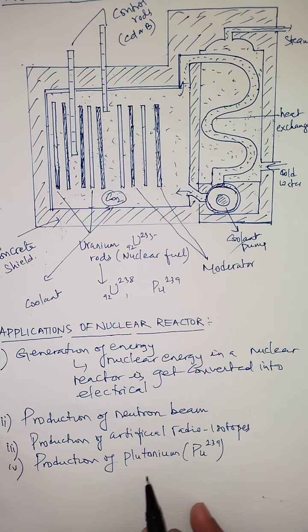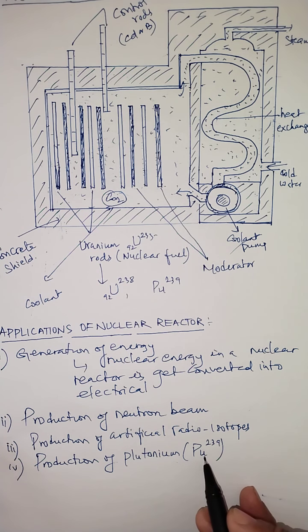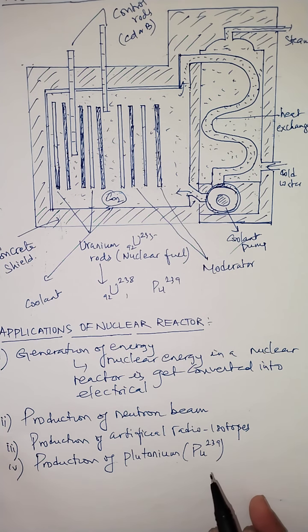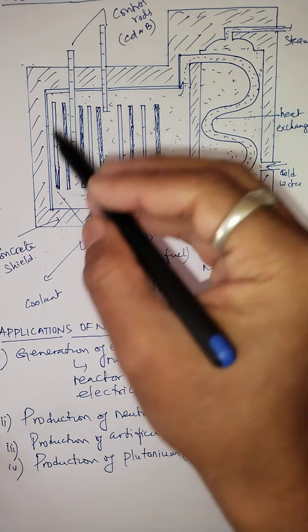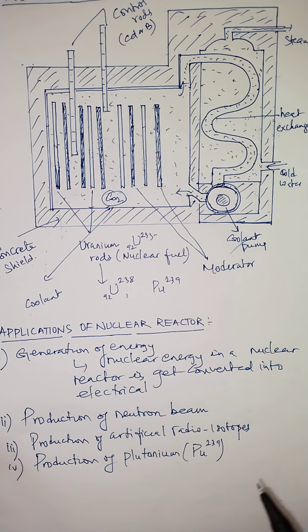That's why the production of plutonium, another fissionable material, can be done with the help of this nuclear reactor. That means with the help of the nuclear reactor we can produce another fissionable material, that is called plutonium also. So these are the applications of the nuclear reactor.